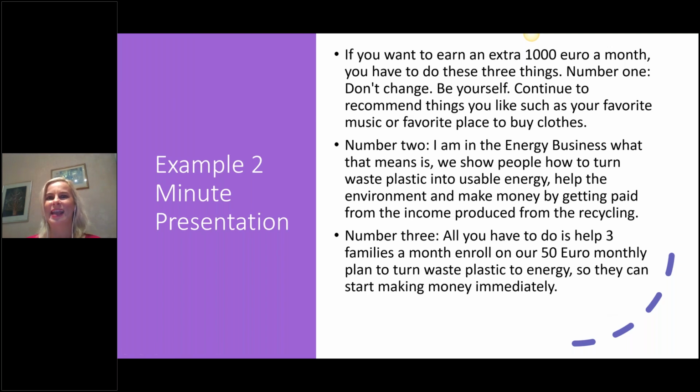The first thing always stays the same. If you want to earn an extra 500, an extra 300, or an extra 100, you can make the number whichever you want, right? And number 2, I'm in the energy business. What it means is we show people how to turn waste plastic into usable energy, or how to accumulate assets in the energy sector, which pay us residual income from the energy produced.